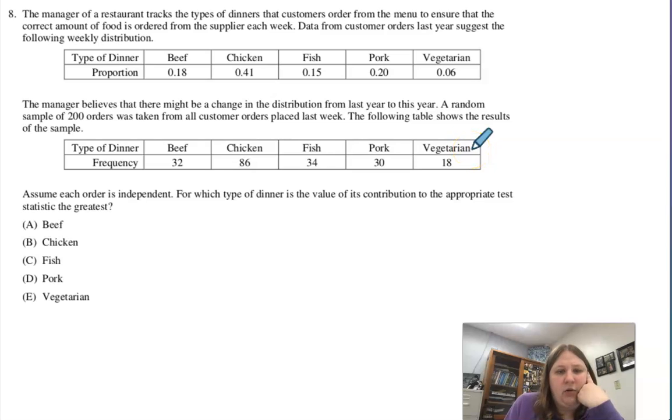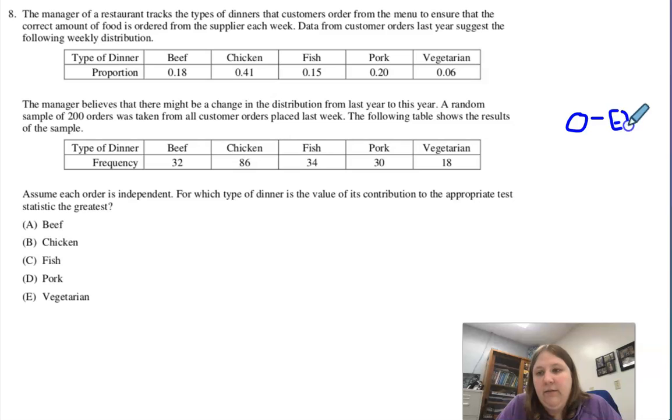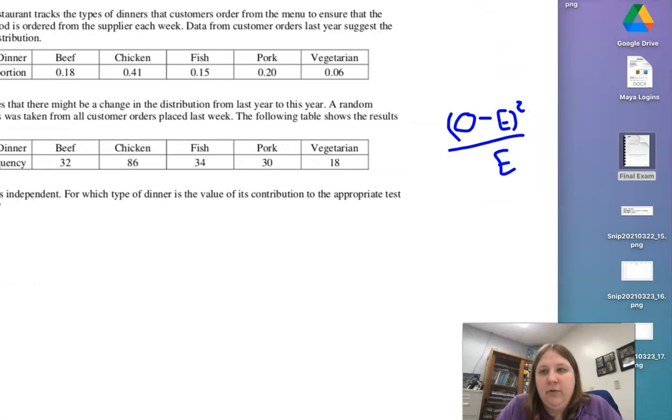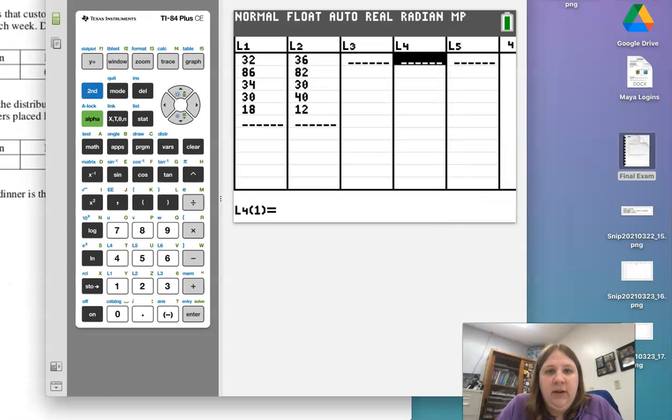They want to know which contribution is for the appropriate test. Okay, so this is a chi-square test. We're testing the entire distribution, and we want to know if this distribution still holds. Because I just have a list of data here, these are all my observed, I could come up with an expected list. I want to think about that contribution piece, which is (O minus E) squared over E. The calculator will do all of this for you. So the easiest way to approach this one is if I'm looking at the calculator.